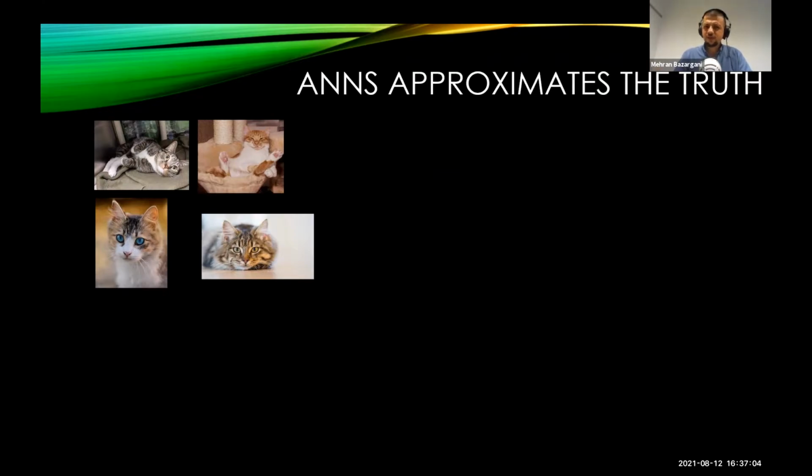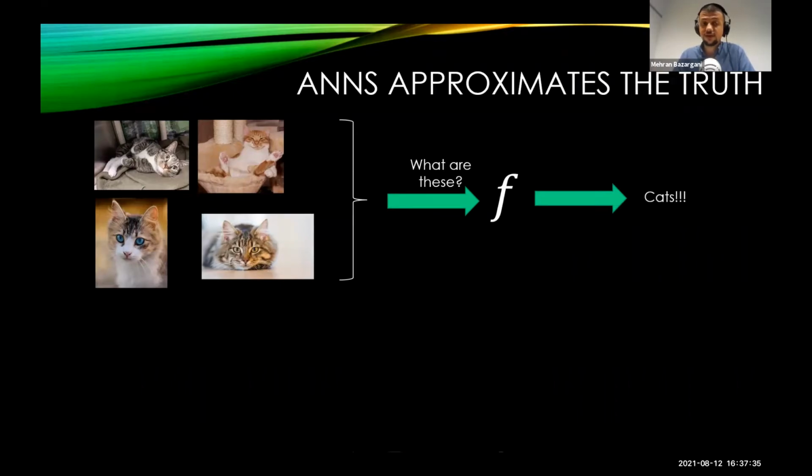Now, let me tell you something about the truth. Let's say we want to ask this truth function to classify these images, right? By function, I mean you give it an input and it spits out an output. That's all a function is, right? So if I gave all of these four cute kitty pictures to the truth function f, and ask the function what are these, it just with no problem says they're cats.